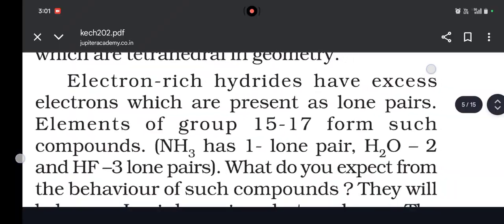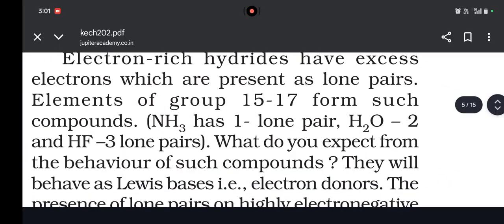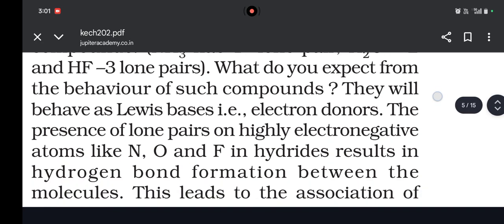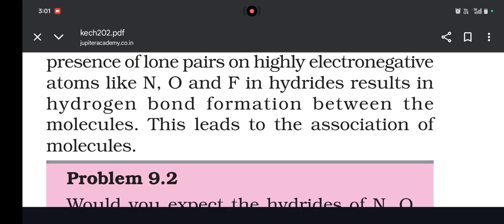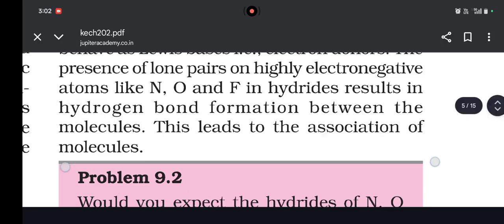Electron rich hydrides have excess electrons which are present as lone pairs. Elements of groups 15-17 form such compounds. NH3 has one lone pair, H2O has 2, and HF has 3 lone pairs. What do you expect from the behavior of such compounds? They will behave as Lewis bases, i.e., electron donors. The presence of lone pairs on highly electronegative atoms like nitrogen, oxygen, and fluorine in hydrides results in hydrogen bond formation between the molecules. This leads to the association of molecules.